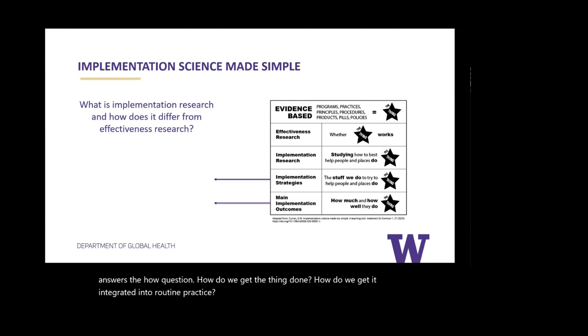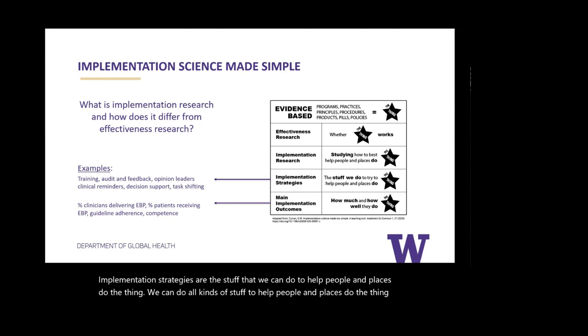Implementation strategies are the stuff that we can do to help people and places do the thing. We can do all kinds of stuff to help people and places do the thing. We can use training to help them do the thing. We could use audit and feedback to help them do the thing. We could enlist the help of opinion leaders to do the thing, and so on.